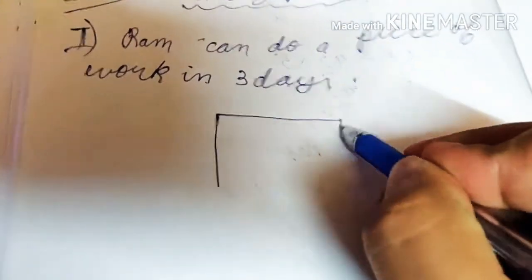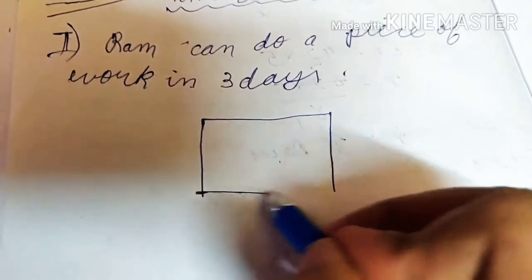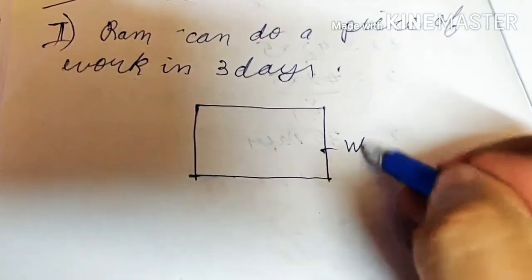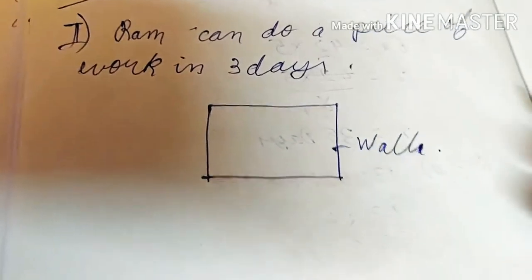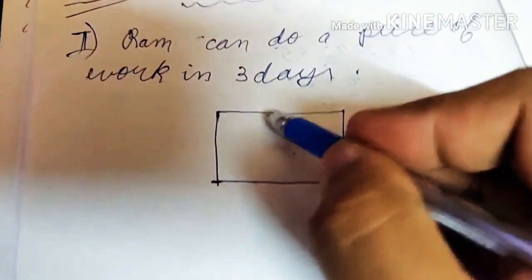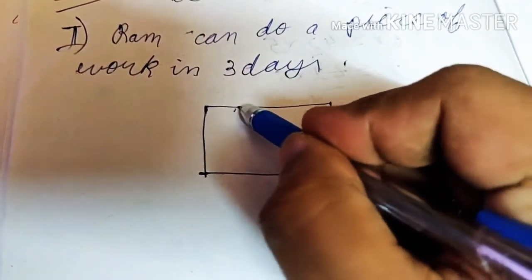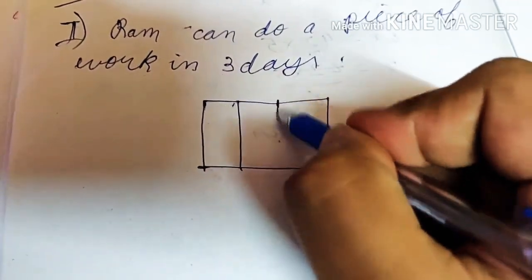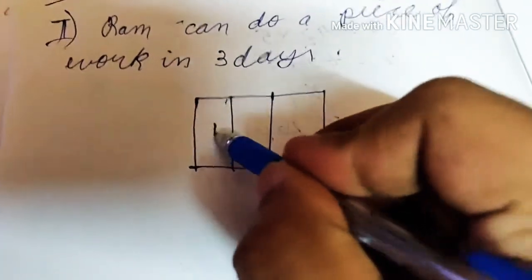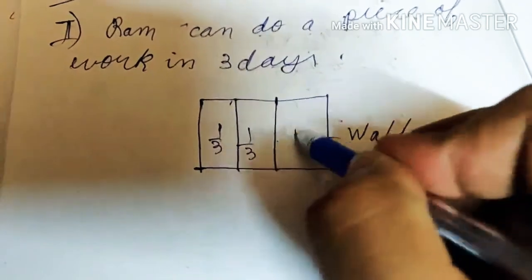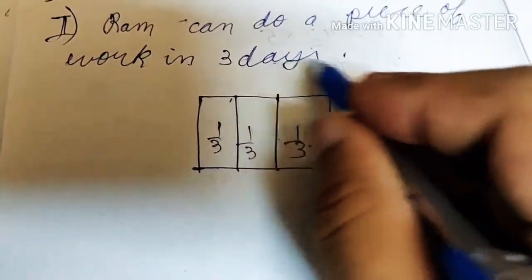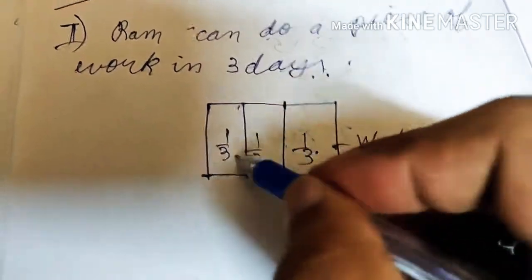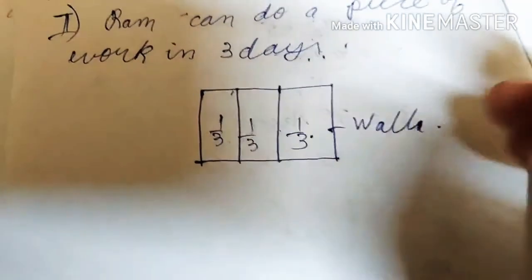He wants to construct a wall. This is a wall, and he wants to construct a wall, and he takes 3 days to construct this. Means first day he will complete 1/3 work, and then 1/3, and then 1/3. So this is doing work in 3 pieces, that is in 3 days, he will be able to complete the work.